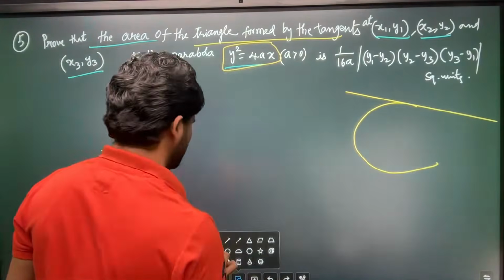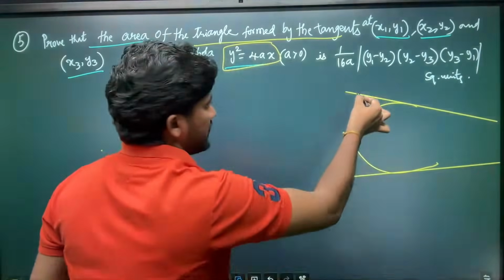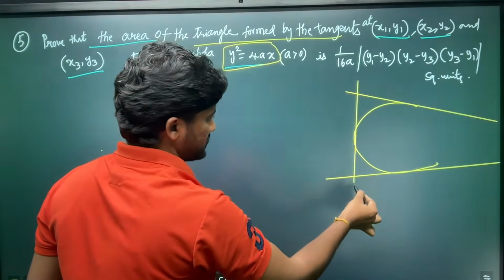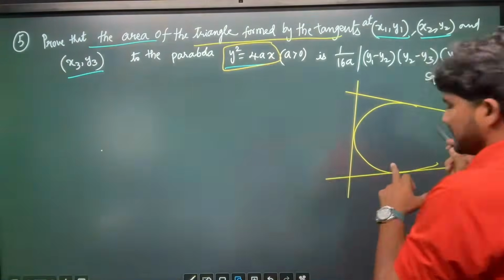Take one more tangent. So like this, take one more tangent, and here you have a tangent. Like this you have to take 3 tangents. Now you can see with these 3 tangents you can see one triangle here.